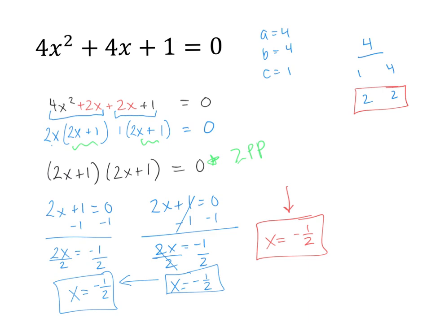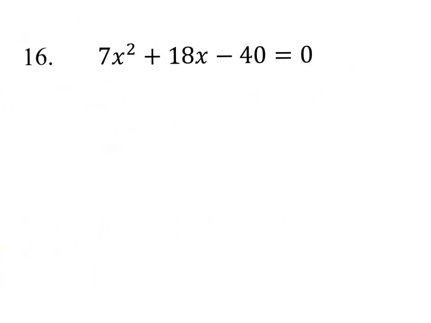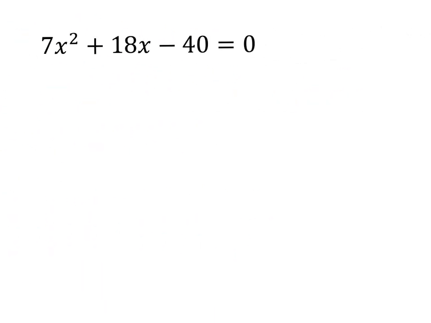I'm going to go ahead and go to number 16. This is our last one, all right? We are already in standard form, so I can go ahead and list A equals 7, B equals 18, and C equals -40. Now this one's a bit of a tricky one because it's going to be a high number, all right? So A times C, so 7 times -40 is -280, okay?